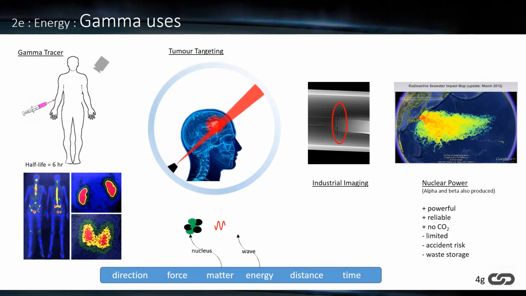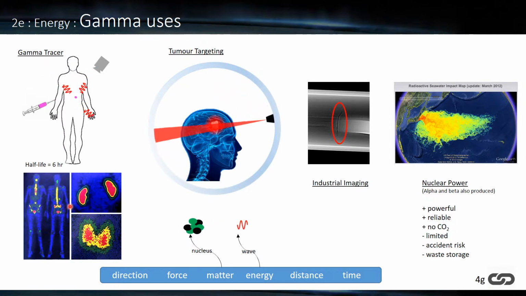So now let's look at gamma in a little bit more detail. Gamma is also very, very useful. The first thing we're going to look at here is a gamma tracer. So this is in a medical context. Here we have a gamma source that's combined with a particular chemical, and that chemical or compound is chosen because of its binding properties to the problem that the doctor suspects. So it's injected, and after a few hours it will find its way to the source of the problem.